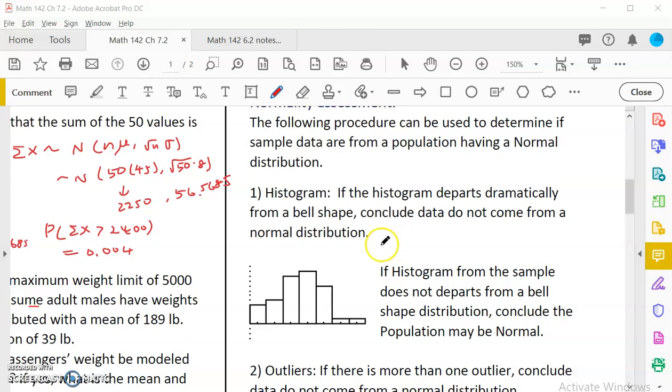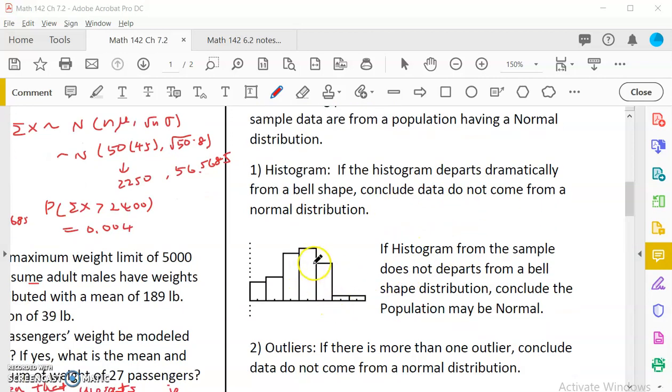So what we see is if we graph a sample and the histogram does not depart from a bell shape, then it is okay. But if the histogram departs dramatically from a bell shape, then it is under those situations that we would say that it's not from a normal distribution.